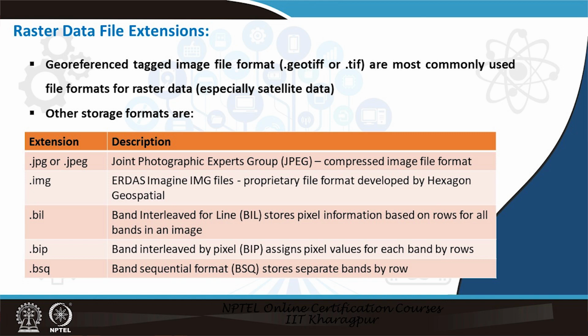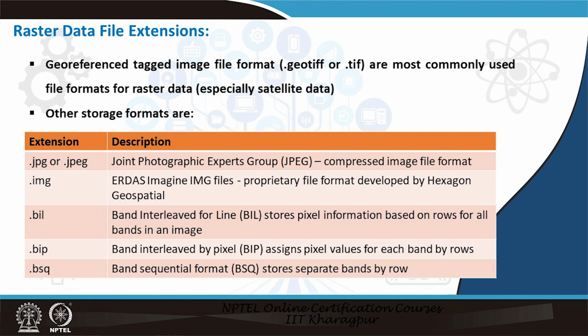The third one is .bil, that is band interleaved by line. Here the raster information is stored line by line. The fourth one is BIP, band interleaved by pixel. Here the raster information is saved in terms of pixels and row by row. The last one is band sequential, that is .bsq. Here the raster information is saved in terms of separate bands by row.